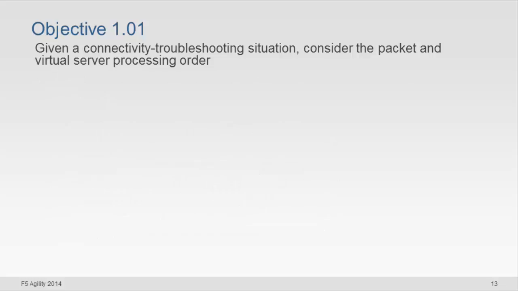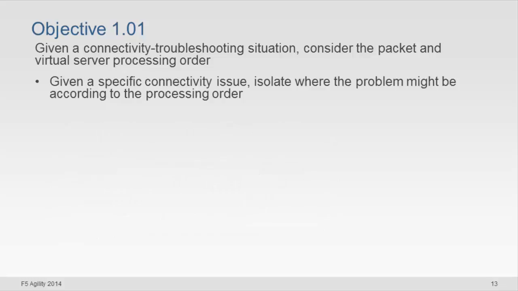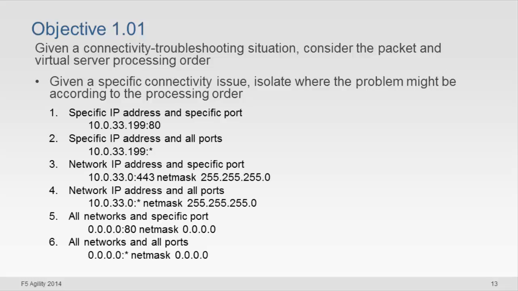All right, so let's look at some examples. Given a specific connectivity issue, isolate where the problem might be according to the processing order. If you were given a list, and this may be an example of something you might see on the exam, of IP address and port combinations that are listed as virtual servers on the BIG-IP platform, and you were given a definition of how a user would be connecting, could you define which virtual server would process the packet?